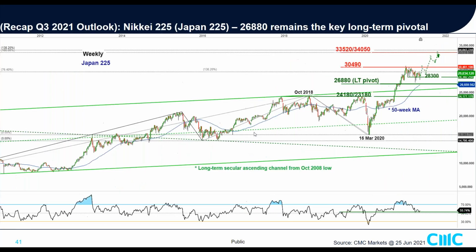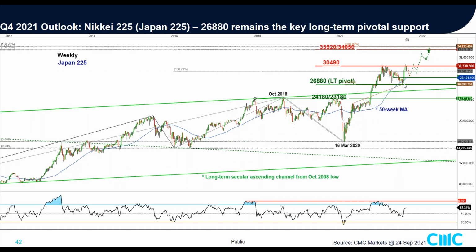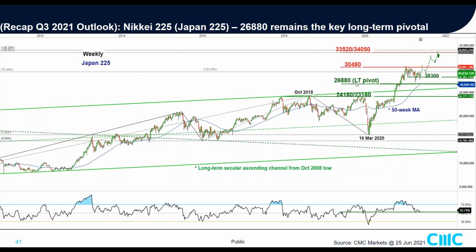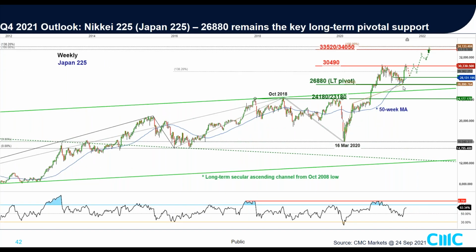Now moving on to the Japan 225. This is the key long-term pivotal support that we have for last quarter, 26,880. Looking for a push up towards 30,490, then a break above should take us higher. If we look at this quarter, this was Q3, the decline eventually did a sideways movement. Then about 3-4 weeks ago, it did a burst up, and very interestingly, it burst up right exactly at the 26,880 long-term pivotal level that we predefined earlier on.